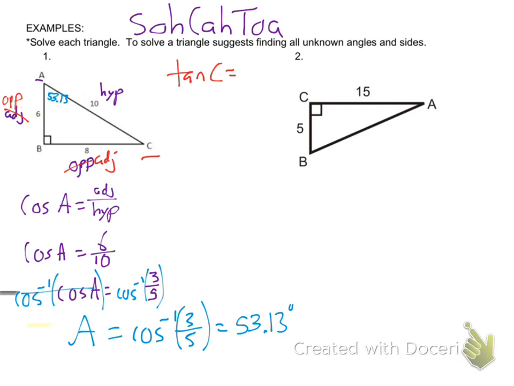Tangent of C is equal to what ratio? Don't give me numbers. Opposite over adjacent. Is everybody okay with that? Yeah. And then it becomes the exact same process. The tangent of C, which I don't know, is opposite 6 over 8. Or tangent of C is equal to 3/4.